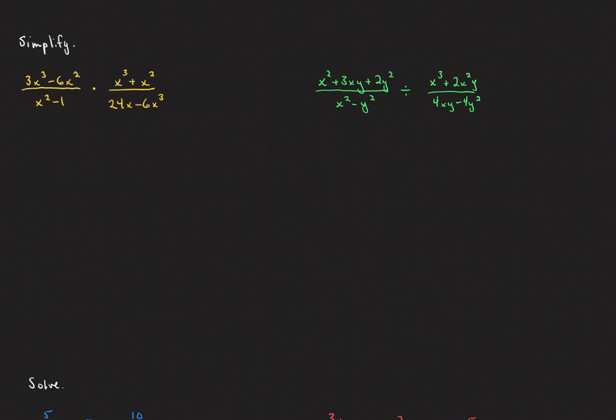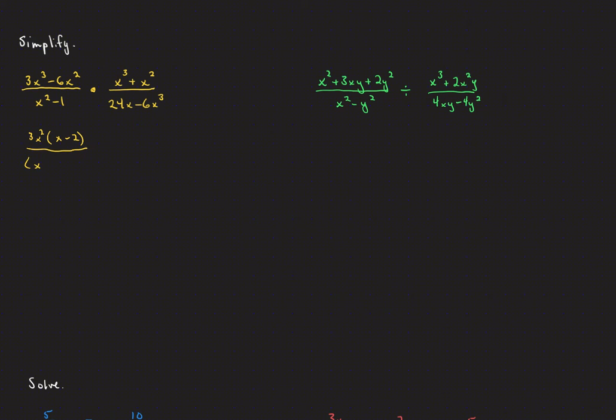Okay, now we're going to simplify. This is a multiplication, and so we are going to factor as much as we can. We have a greatest common factor in that first numerator of 3x squared. When we factor that out, we'll be left with an x minus 2.